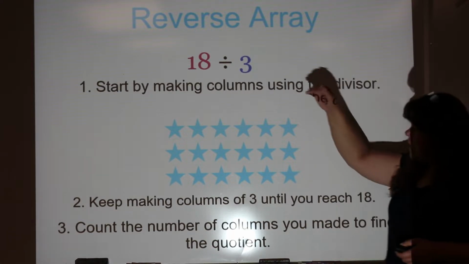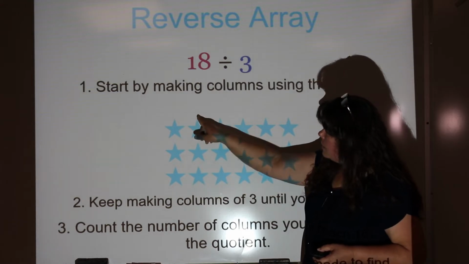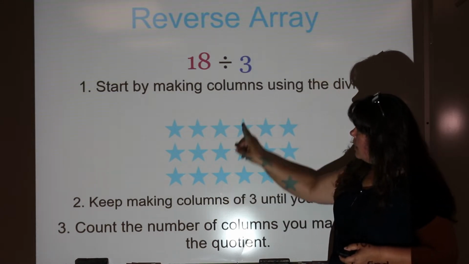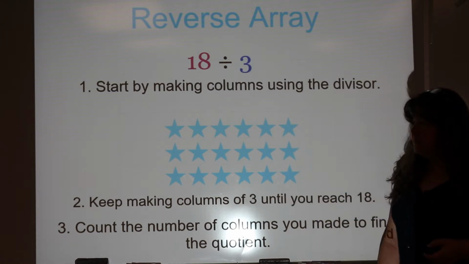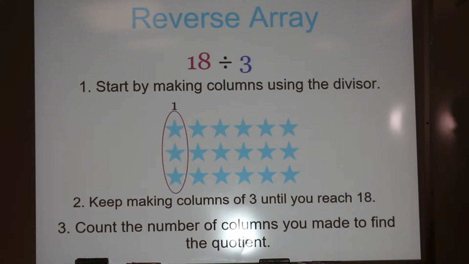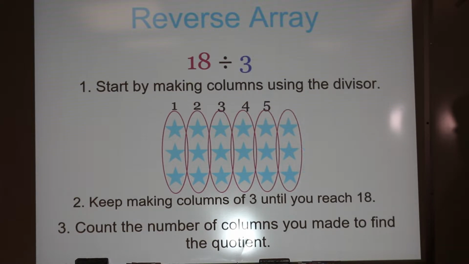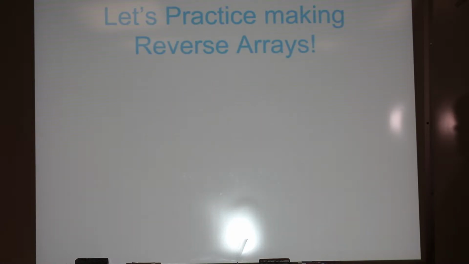So how many columns did I say I had? I have 1, 2, 3, 4, 5, 6 columns. So my answer would have been 6. My quotient was 6. Let's practice making reverse arrays.